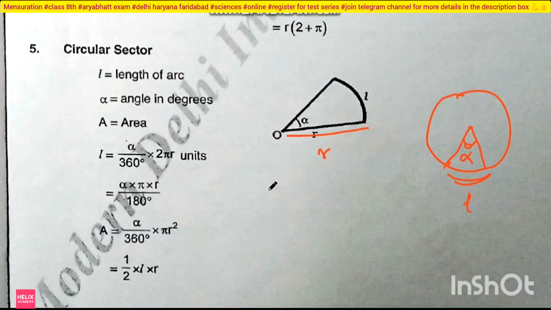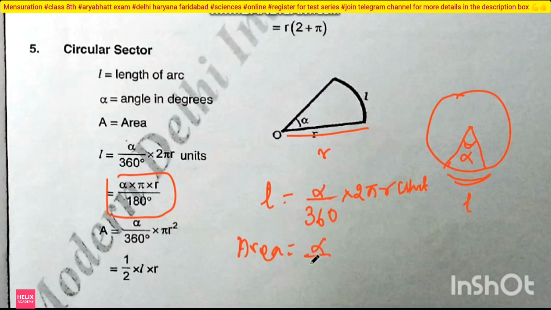Then what will be the area? First I will say the length, and the length will be alpha upon 360 into 2 pi r units. This will be the length. Or I can say that the area will be alpha upon 360 into pi r square. Just remember alpha by 360. When you have to find the length, then you will use the circumference.